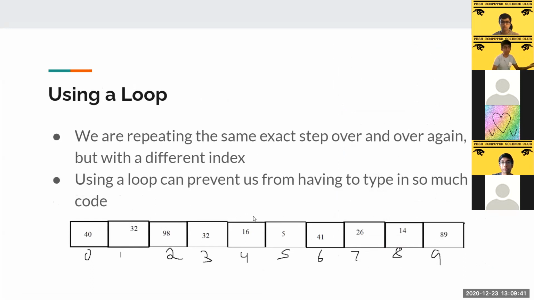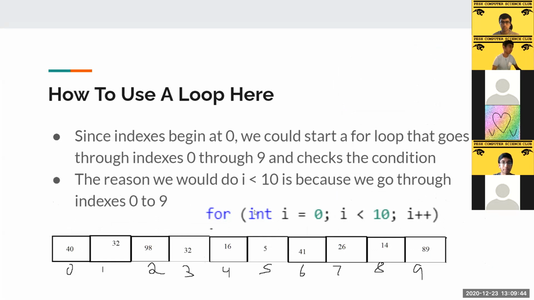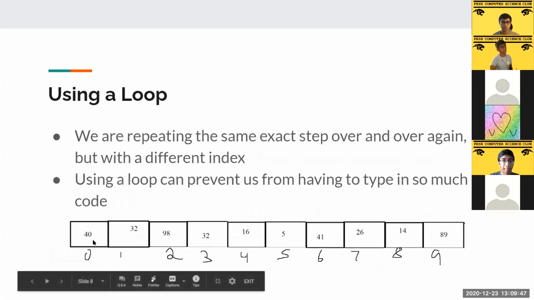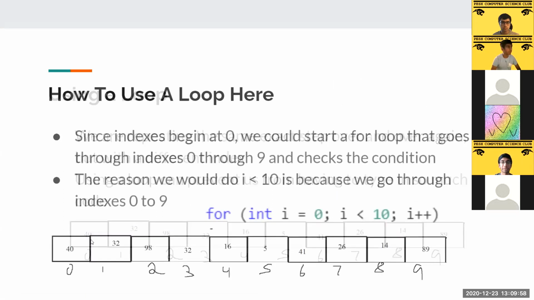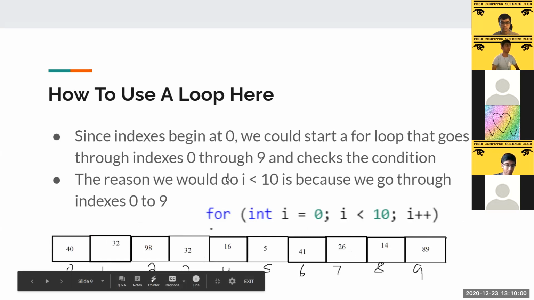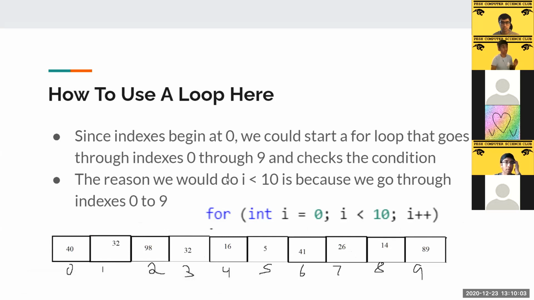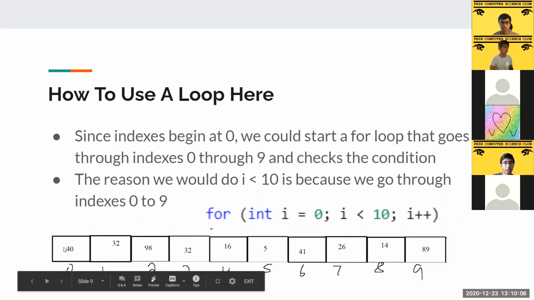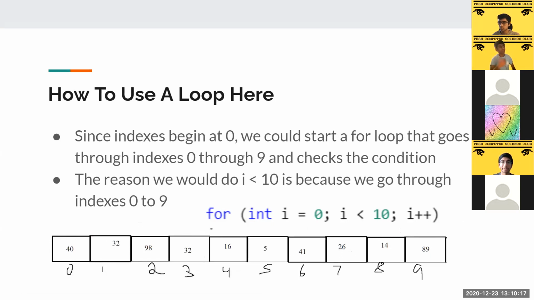The way we would use a for loop here is, since the indexes begin at 0, we want to go from index 0 all the way over to index 9. So we would go from I equals 0, and the reason I would do I equals 0 is because 0 is the 0th index. Now, in order to go all the way through index 9, the reason we want to do I less than 10 is because we would go through 9.